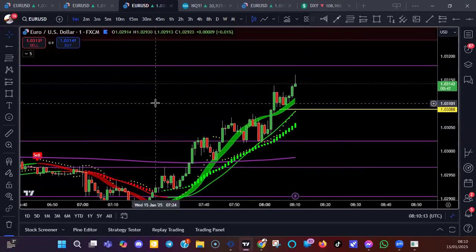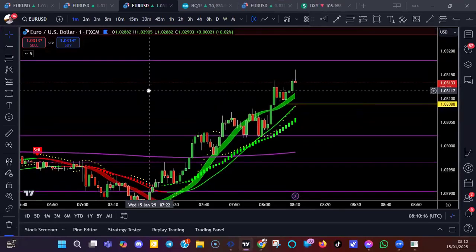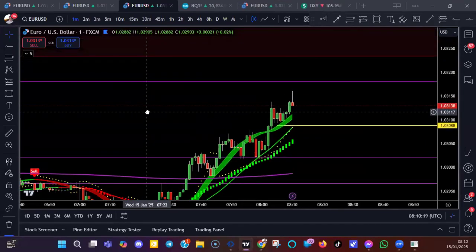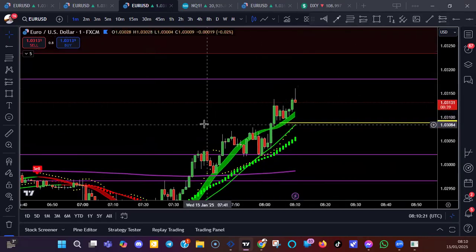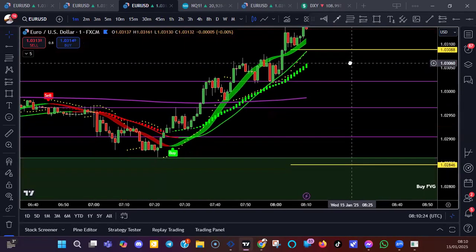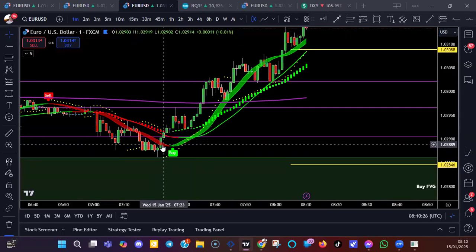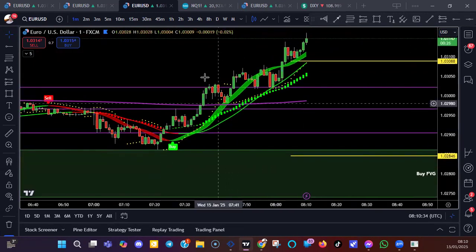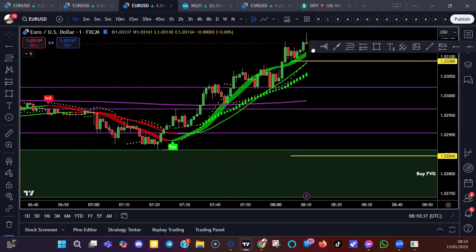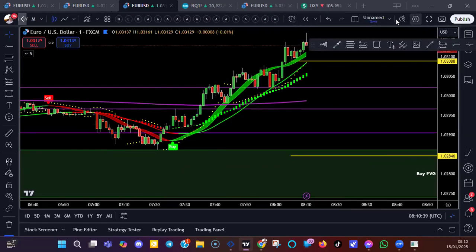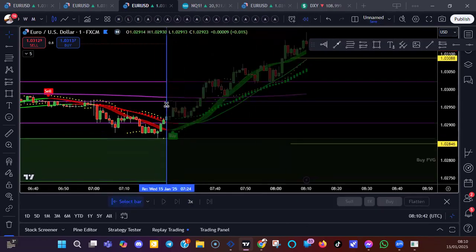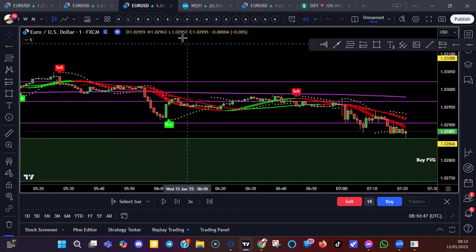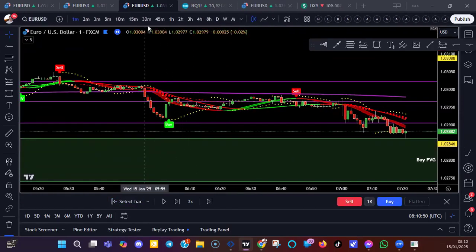But we're on the EUR USD at the moment. Nothing much has happened. We're still on the way up. Let's just see if that was a zonal trade. I'm not sure. Go there. Put it on the 5-minute time frame.